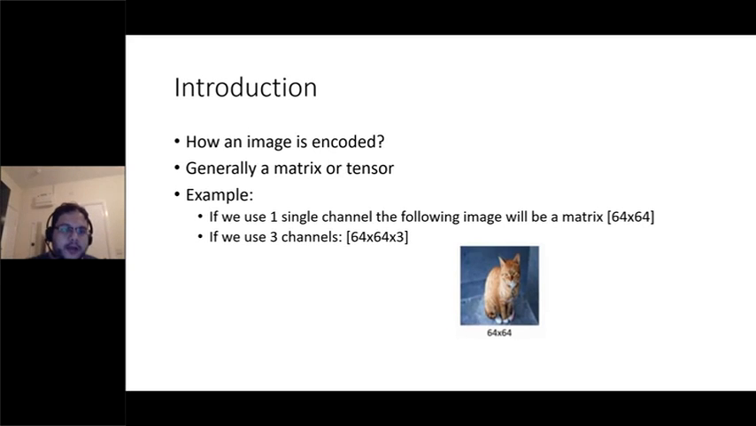So today we are going to look again at convolutional neural networks. Well, I think we can skip this part. We did it last time, how an image is encoded. An image is simply a matrix.